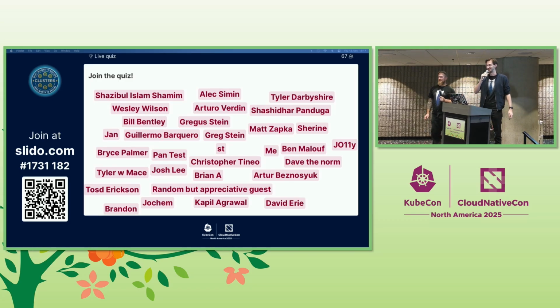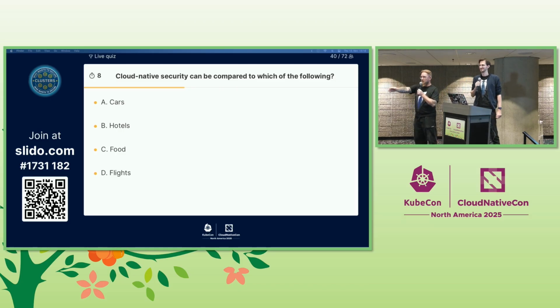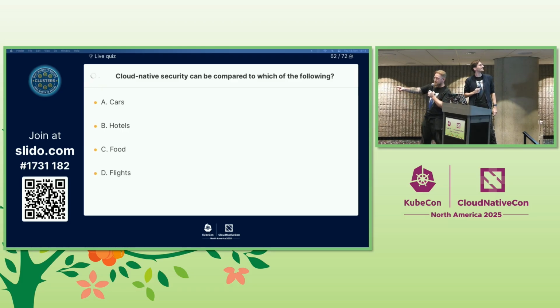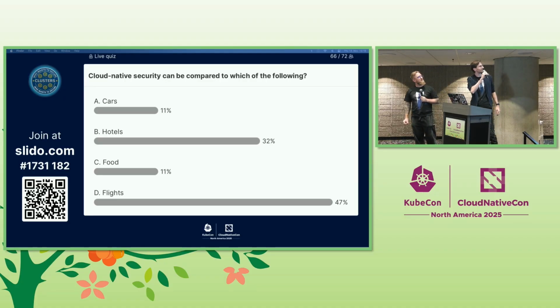Okay, then let's start. 20 seconds. The answers are either cars, hotels, food, or flights. You may have been joining KubeCon through an airport, having a lot of problems. Maybe that's the right answer. Let's figure out. 5 seconds left. Or maybe it's a hotel, or could also be a car. And the answer is... many tipped on flights. What is the correct one?